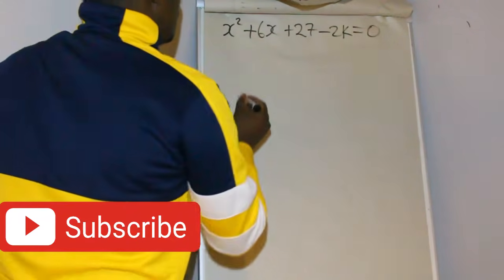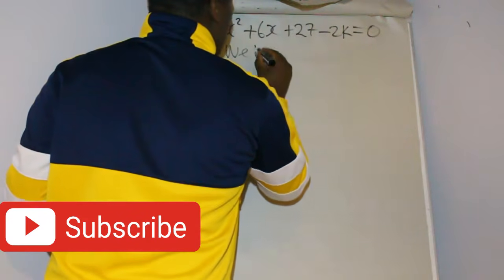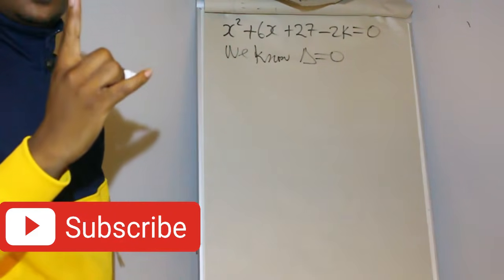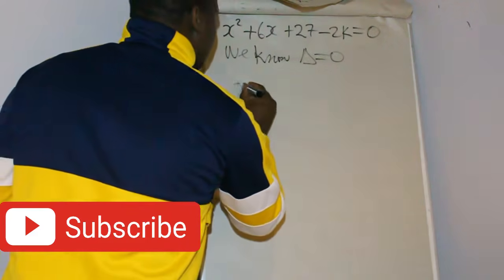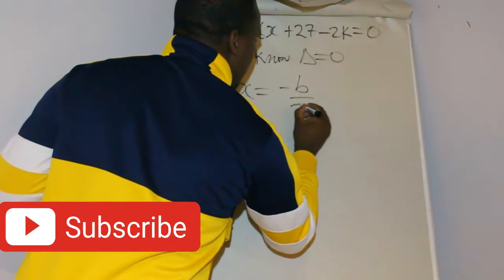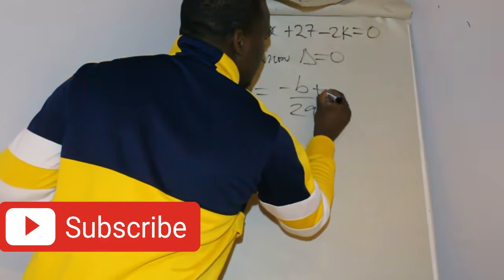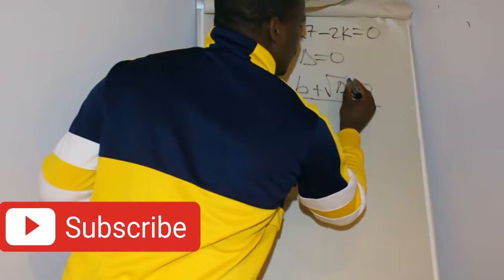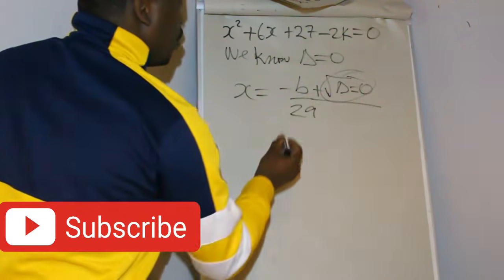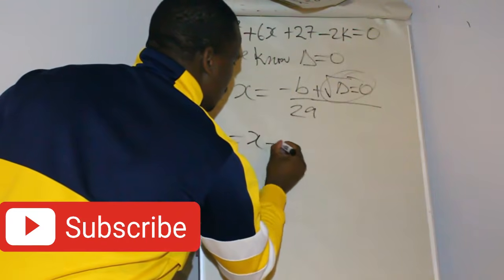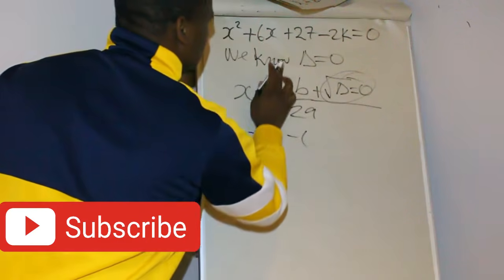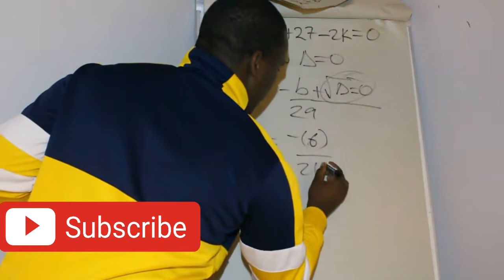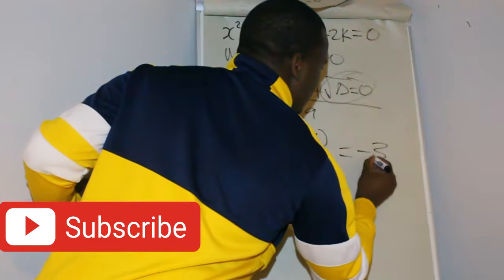So, since we know the discriminant is equal to 0, because this thing should meet once, our x should be equal to negative b over 2a plus a quarter of the discriminant, which is 0. So we know that this part is 0, so it doesn't matter. We're left with this part only. So our x is equal to negative b, which is minus 6, over 2 into 1. So our x is equal to minus 3.